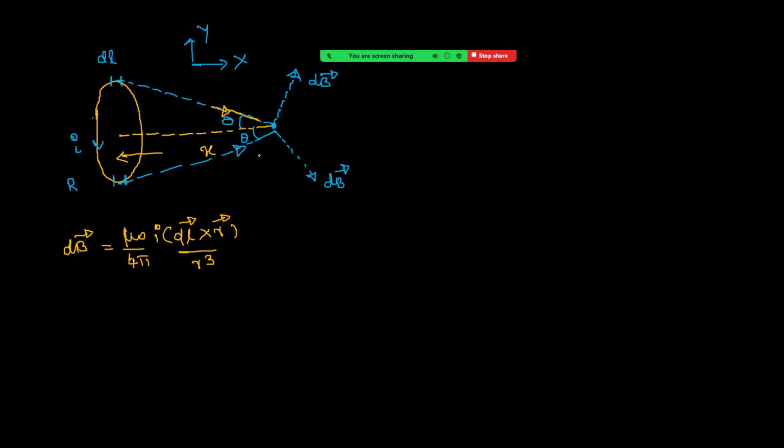Now see how much that value is. B equals the integration of, see here what we get, the parallel component. This is theta. If I extend this line, that makes how much angle? The components are dB cos theta, and this is dB sin theta. So the integration of dB sin theta.